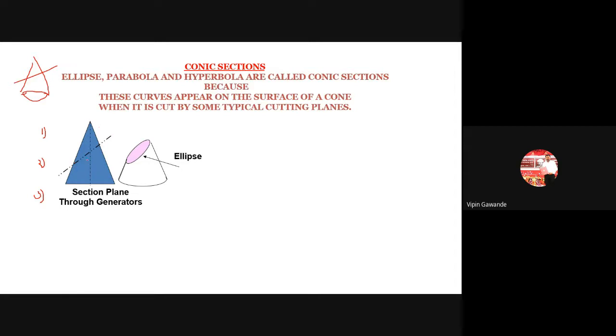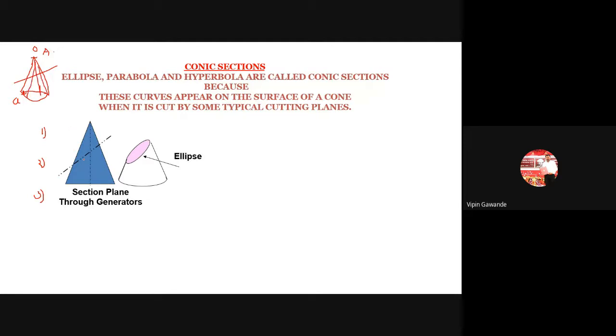Now, when the cutting plane is inclined to the axis, that is the first condition. The cutting plane is inclined to the axis, and it cuts all the generators. I have told you what is meant by generator: a line joining the apex of the cone and the points on the base circle. This is a point on the circle, and this is the apex. So a line joining the apex to a point on the base circle is called a generator. It has a number of generators.